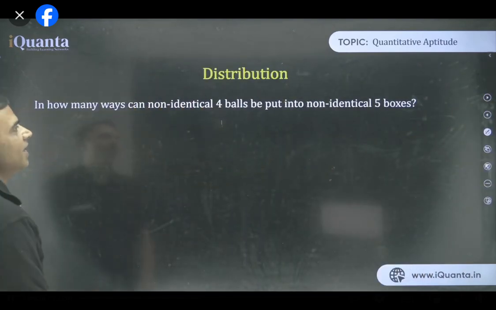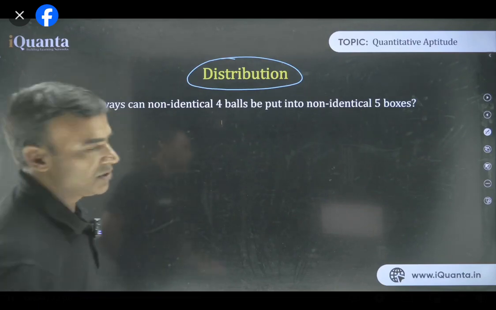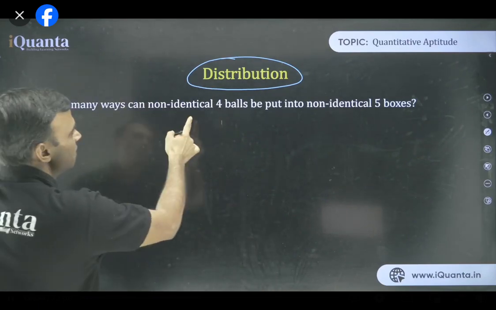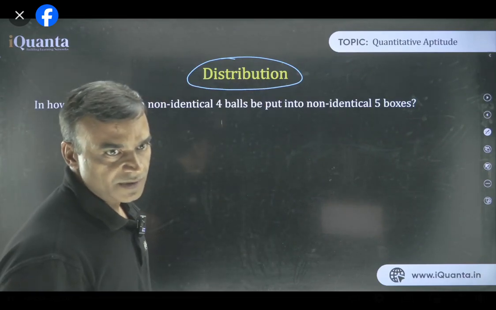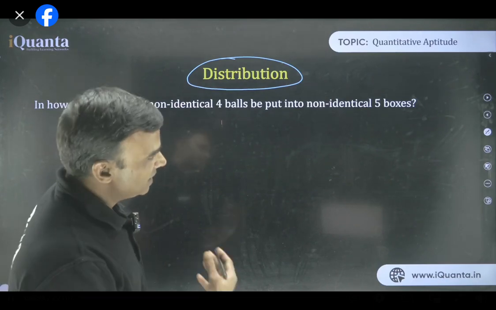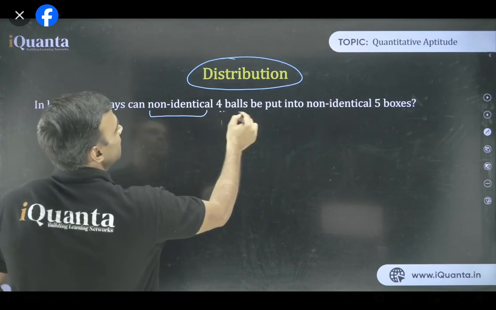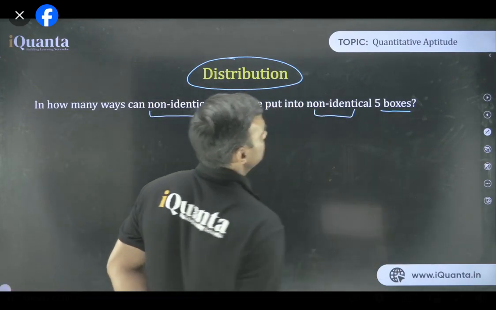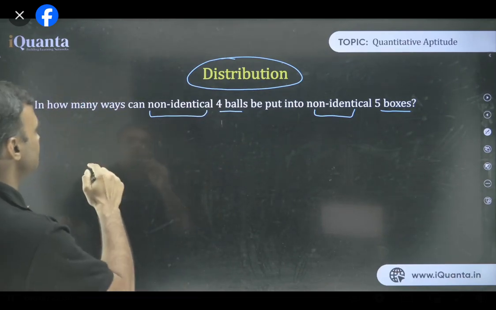All right, now we have distribution. What is the meaning of distribution? We'll simply take one simple question and we'll try to understand. There are 4 cases in distribution and we'll try to understand all of them one by one. First I'll explain and then we'll take up some questions. Non-identical balls, non-identical boxes. What is the meaning of distribution?